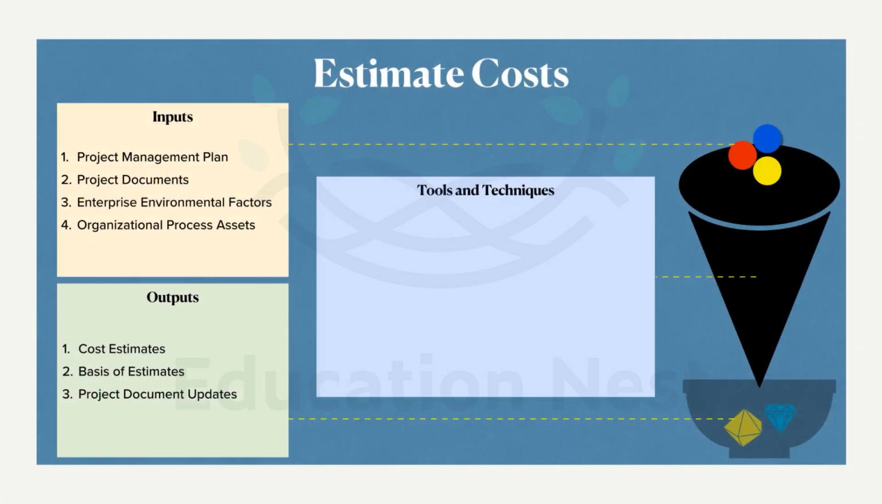So let's go to the inputs. What inputs do we have? The project management plan acts as an input for almost everything. Again, we can consider the cost management plan, quality management plan, or scope baseline, all these things as inputs for estimating the costs. The project documents, what documents can serve as inputs?